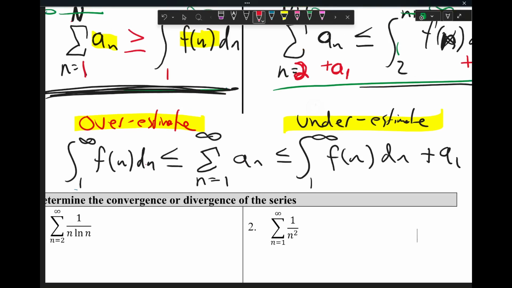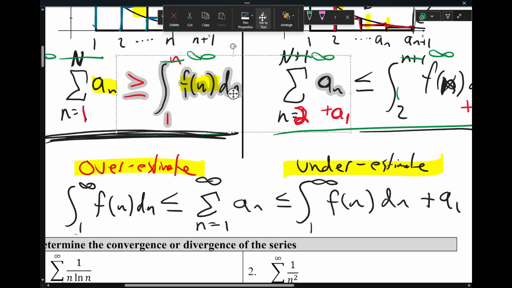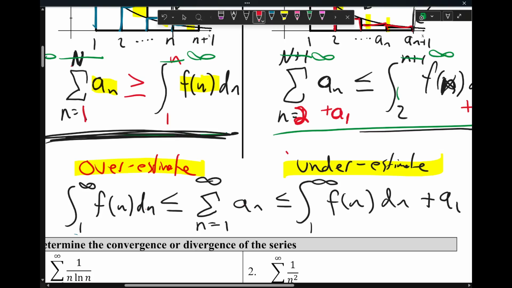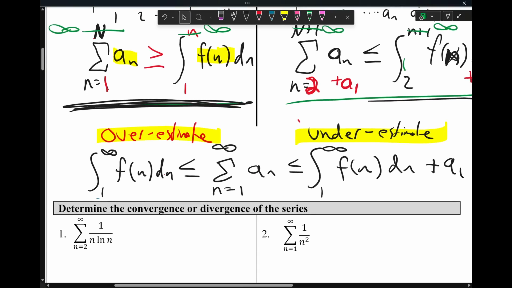Again, part of it is I'm trying to get you to see that whether you start off at n equals 1 or n equals 2 doesn't change whether this converges or diverges. It's still going to converge or diverge. It would be one less term, but that one term doesn't dictate an infinite series. It's more about what happens over time.